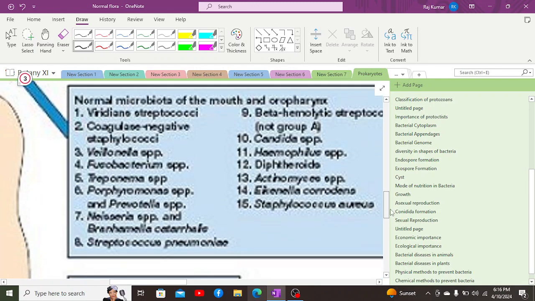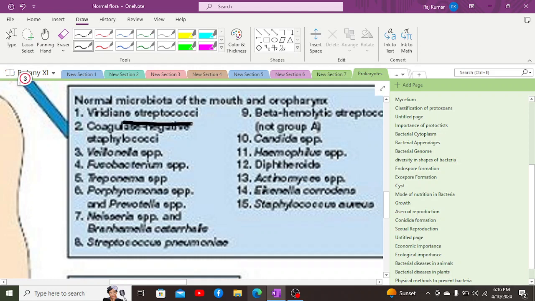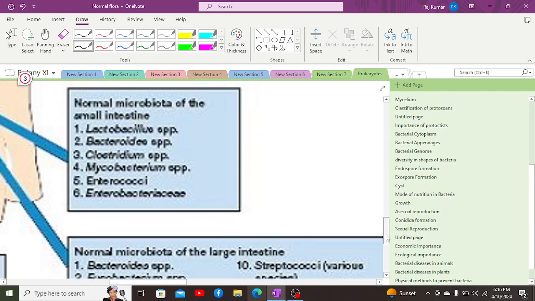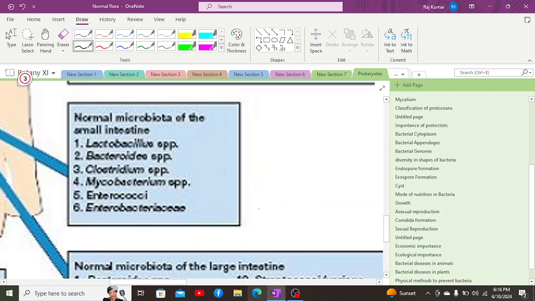In the oropharynx, we have Candida species, viridans streptococci, and Treponema species. When it comes to the small intestine, we have Lactobacillus, Bacteroides species, Clostridium, Mycobacterium, and Enterococci species are also there.